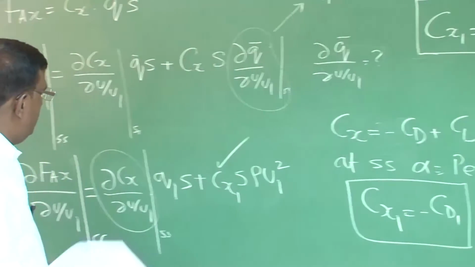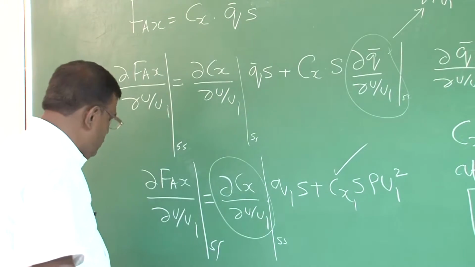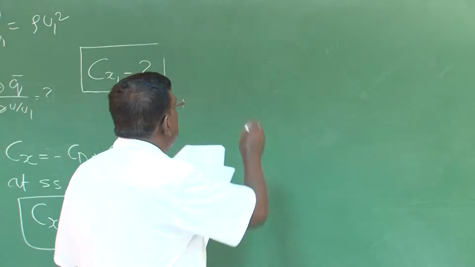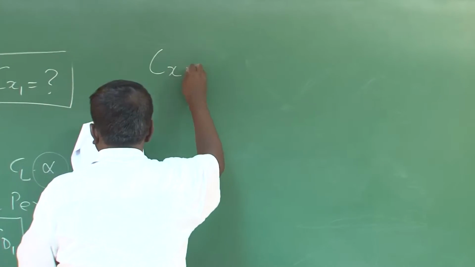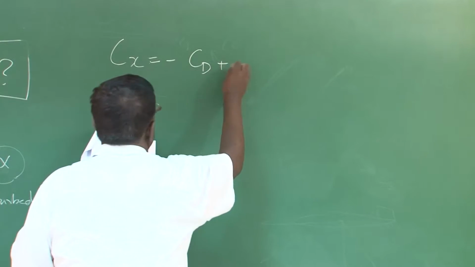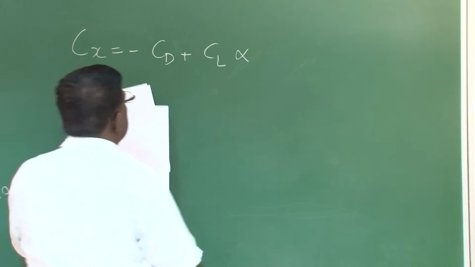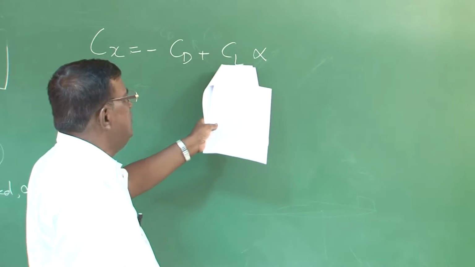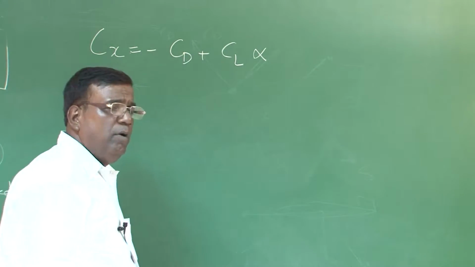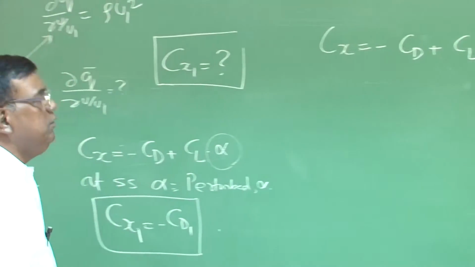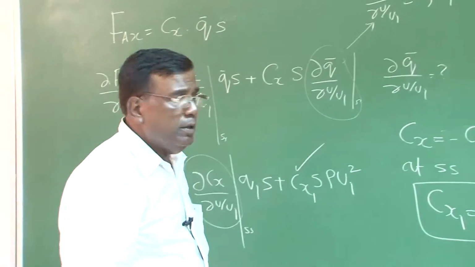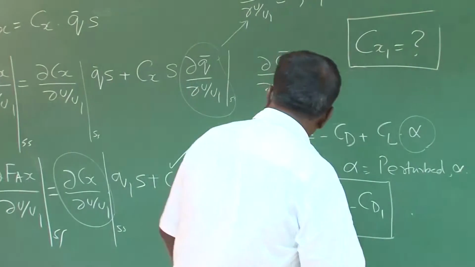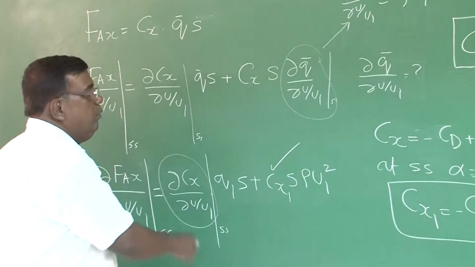We know this. Now, next question comes, what is dCx by du by u1? Let us see that. We again start with this expression, Cx is minus CD plus CL alpha. Please understand, once I have written this, I have assumed that alpha, the perturbed quantity, is very small. That is why there is a cos alpha term and a sin alpha term, sin alpha becomes alpha, cos alpha becomes 1. So we are again using the advantage of small perturbations. So if Cx is this, what is our aim? Our aim is to find dCx by du by u1.